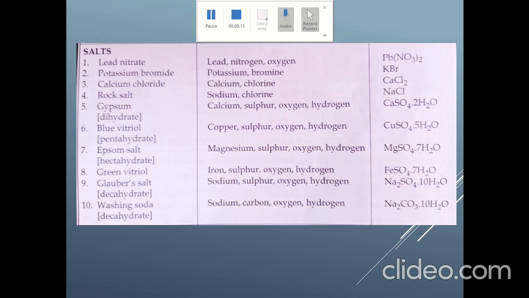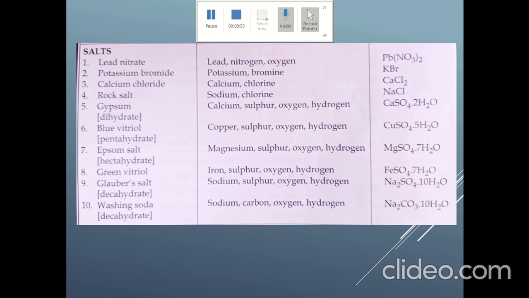Now gypsum, which is also called as dihydrate, consists of calcium, sulfur, oxygen and hydrogen. The general formula is CaSO4.2H2O. Now this dot H2O, it is water of crystallization. What is water of crystallization? The amount of water molecules associated with that compound is called as water of crystallization. As it consists of 2H2O, it is dihydrate.